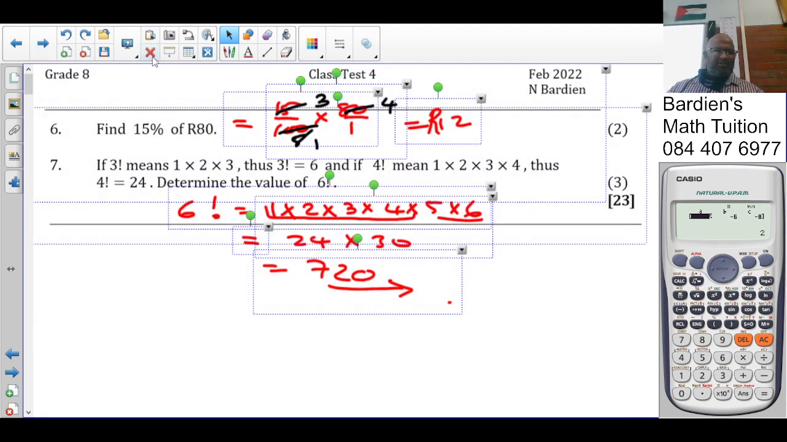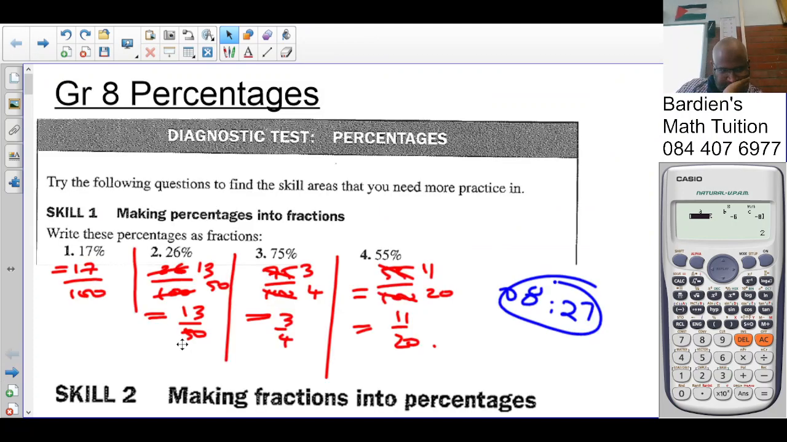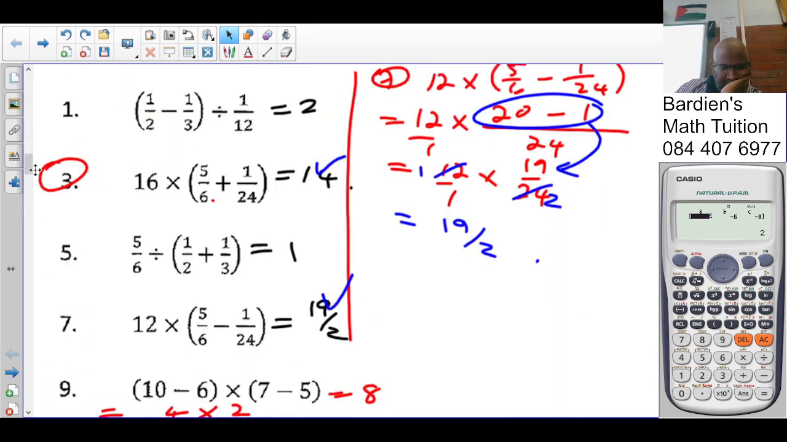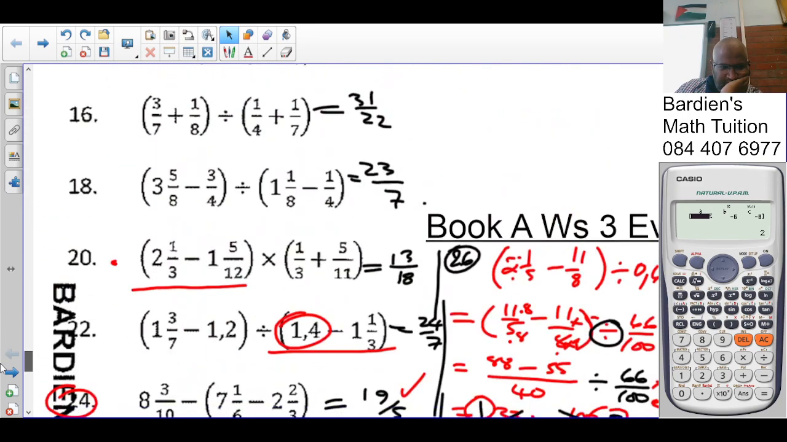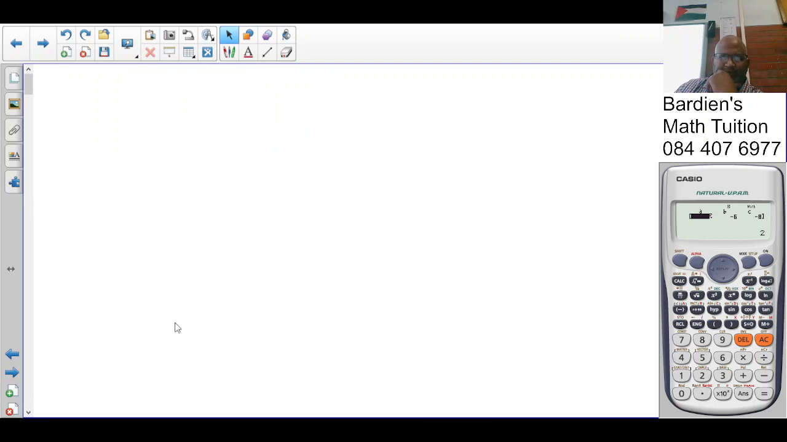Okay. So then you guys had some homework, correct? Yes. The homework was skill 2 to 5. That is dealing with measurement.